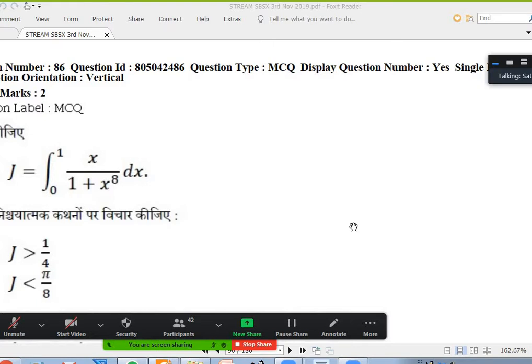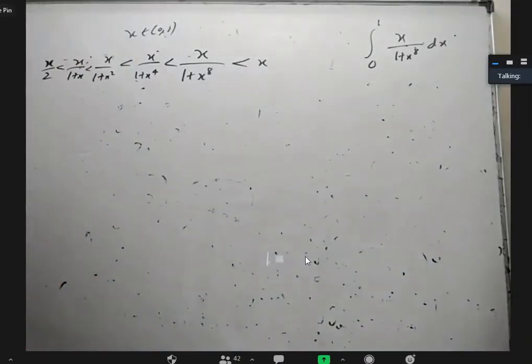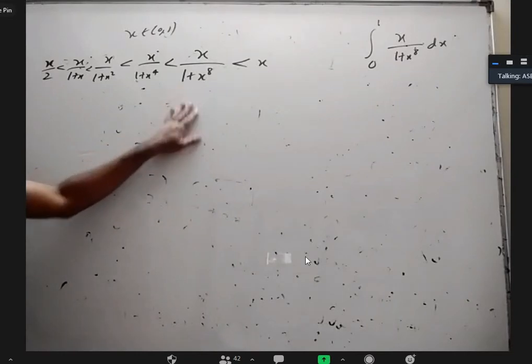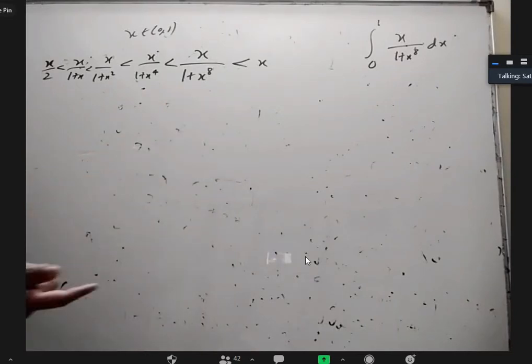I want to get 1 by 4 and 5 by 8. Does anybody want to tell some other function? Anything more than this or less than this? Sir, x cube by 1 plus x to the power of 8. You want to write that? You don't want to change the denominator? Yes, sir. You want to write x cube in the place of x.